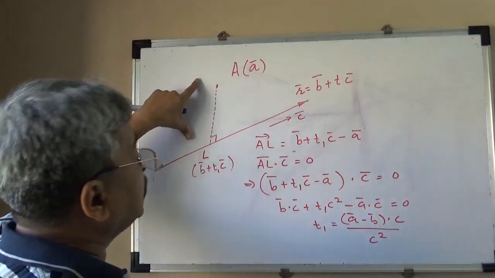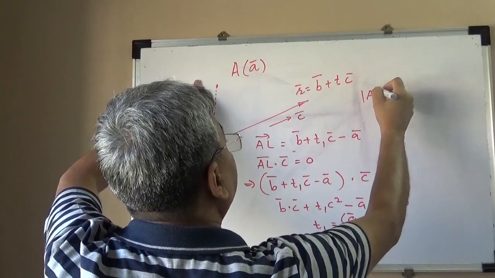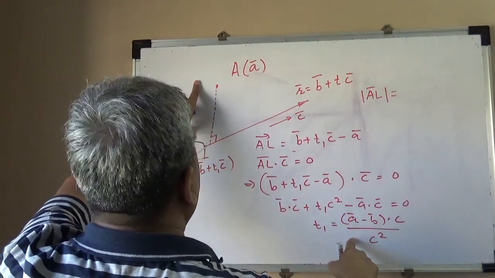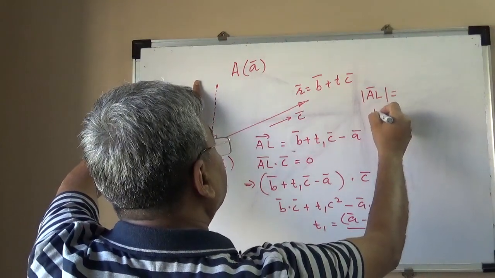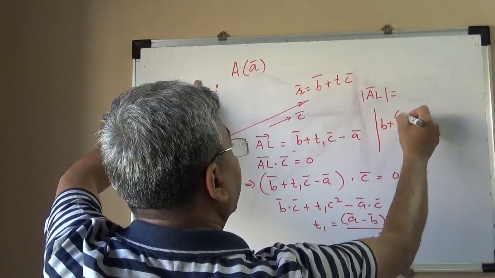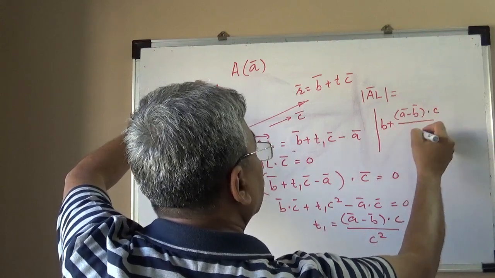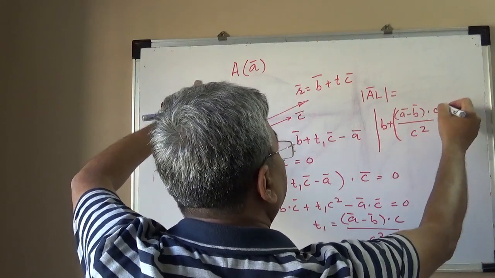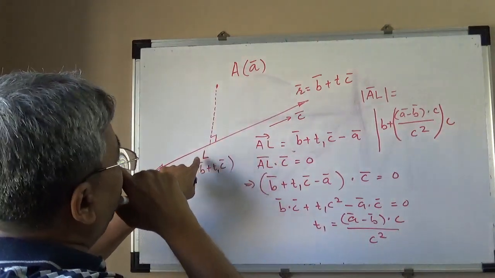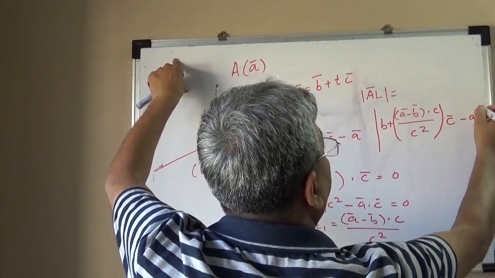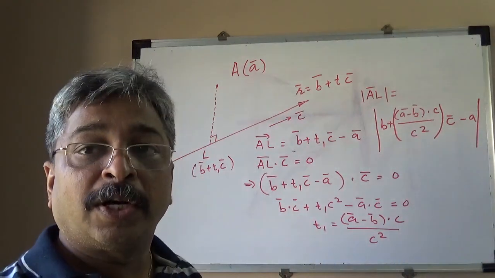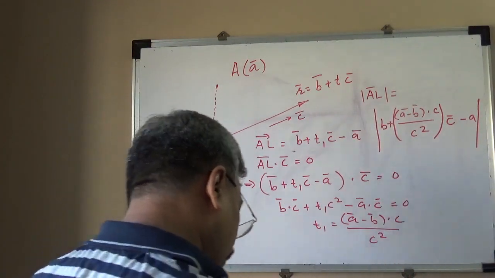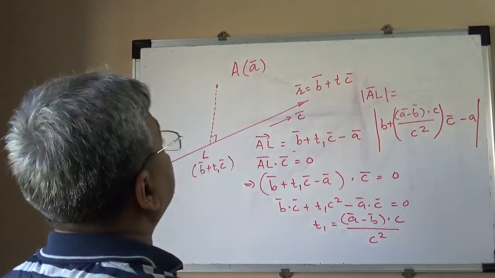And now we are supposed to find the distance. So the distance AL, the absolute value of AL, is going to be equal to the absolute value of B plus ((A minus B) dot C upon C square), that is the value of T1, into C, that is the coordinate of L, minus A. So for all practical purposes, this is the distance of a point from a line. Now you can simplify a bit, but finally it is going to be like that only. Okay, so that is the distance of a point from a line.